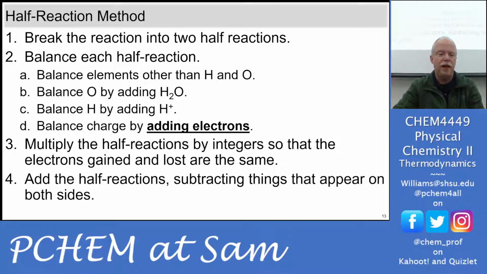And then we add those half reactions, and we may have waters on both sides. And so if we have 4 waters on the left and 8 waters on the right, we're going to subtract 4 from both sides, so that we only have single species showing up either as reactants or products.